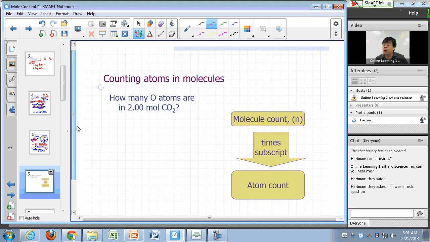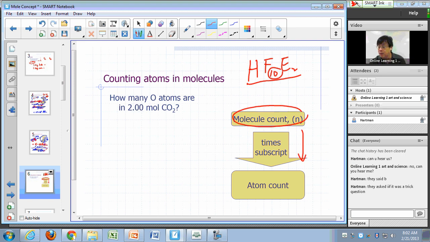Now, what if you want to count atoms that are part of molecules? It's like saying, what if I ask you, there are 10 people, how many fingers are there? What do you do? The formula for a person would be 1 hand, 10 fingers, 2 eyes. So if each person has 10 fingers, I tell you the number of people, what do you do to get the actual number of fingers? Well, whatever the molecule count is, not the people count, you multiply by the number of fingers. So in this case, the subscript tells you how many atoms you have in a molecule.